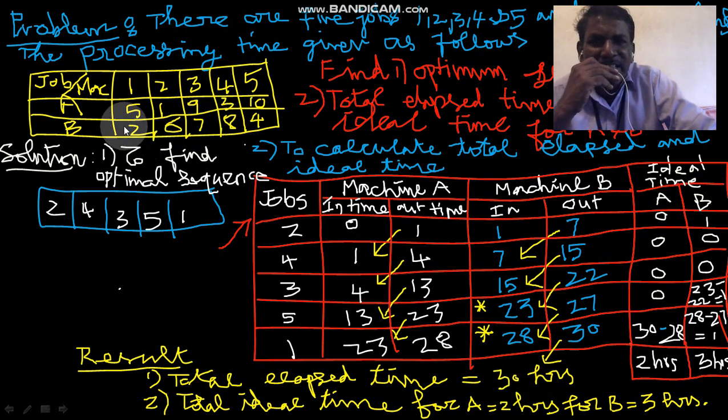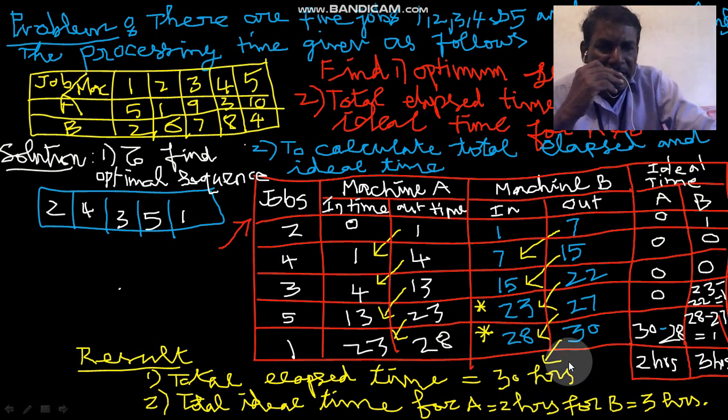So to finish all 5 jobs by the 2 machines under this processing time, the minimum time to finish all the jobs is 30 hours or 30 days. Suppose we are taking 30 days, so hours we are taking hours, like that.